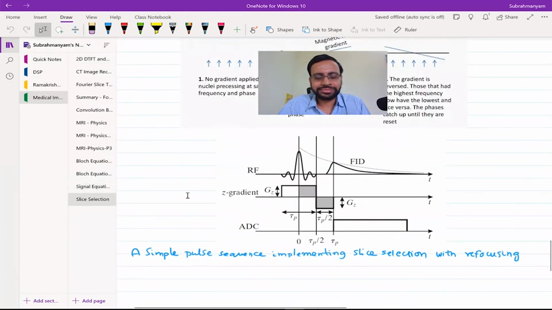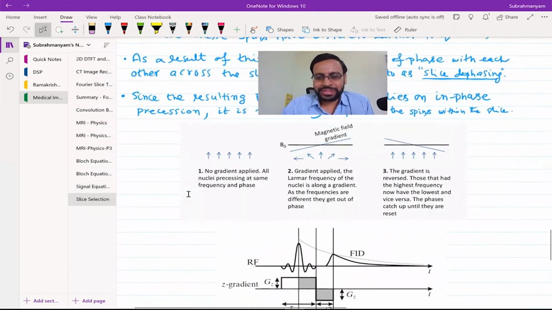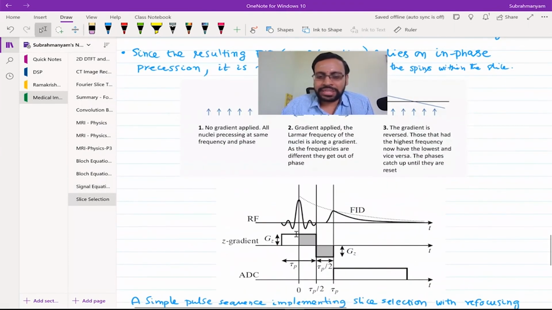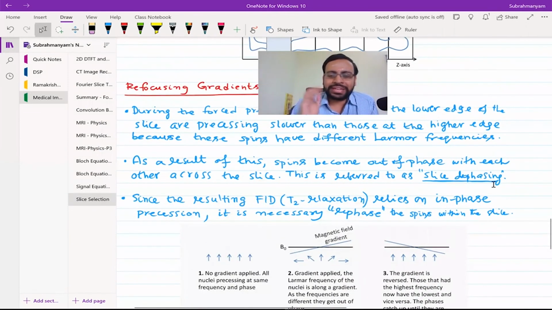So the refocusing gradient part is still not very clear. Are you clear with slice dephasing, why it is happening? Is that part clear? No, sir. Even I did not understand why it is dephasing. Once it's already in the x-axis, what's the problem?